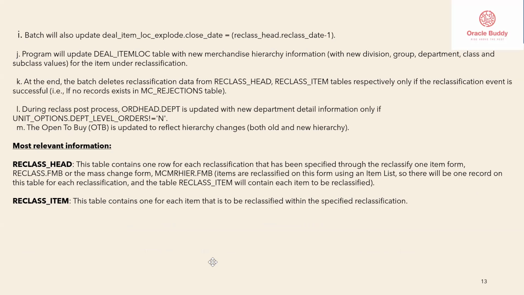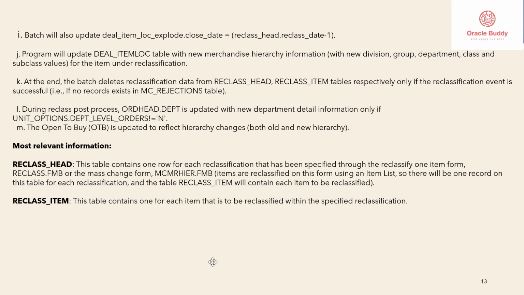At the end, the batch deletes reclassification data from reclass head and reclass item respectively, only if the reclassification event is successful, that is, if no record exists in the MC rejection table. During the reclass post process, the order head department is updated with the new department. Detail information is updated only if system options department level order is N, and the open to buy is updated to reflect hierarchy changes, both old and new.